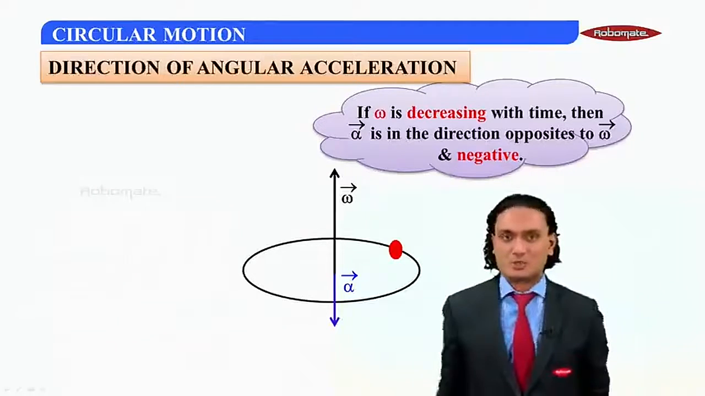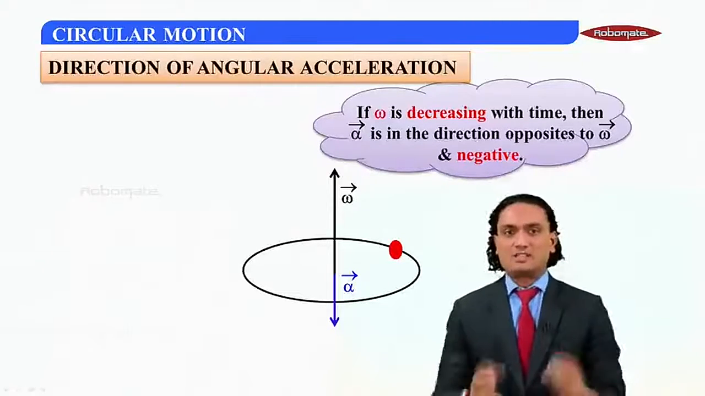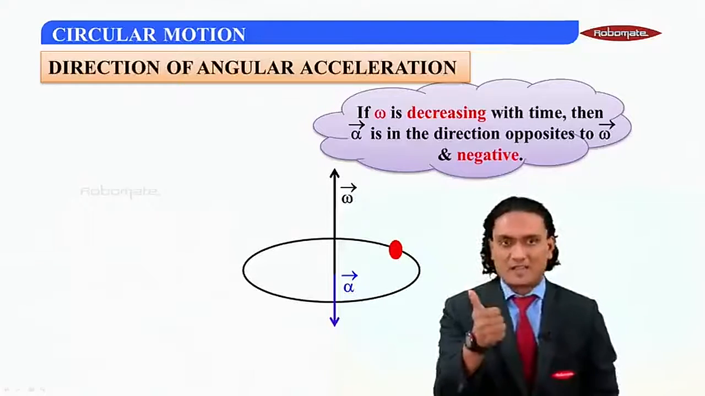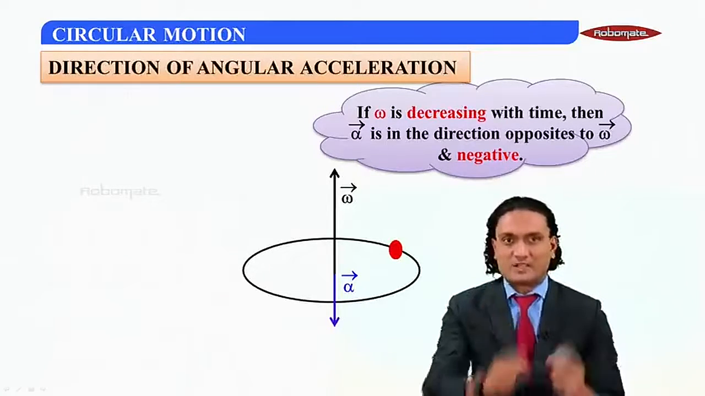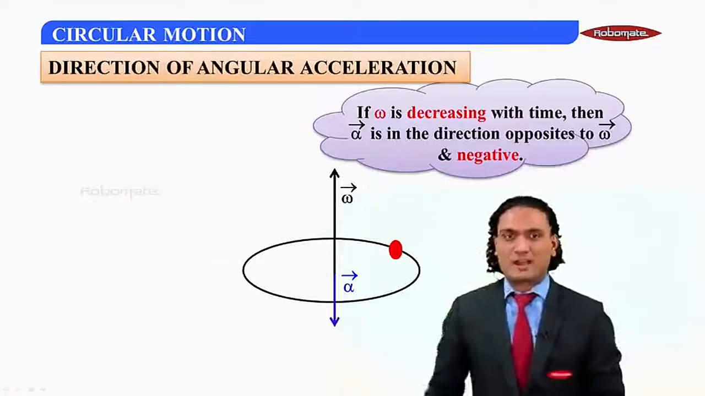Is that clear? So students, in this module, we have learned what is angular acceleration, the two types, average angular acceleration and instantaneous angular acceleration, and we have seen how to find out the direction of angular acceleration.